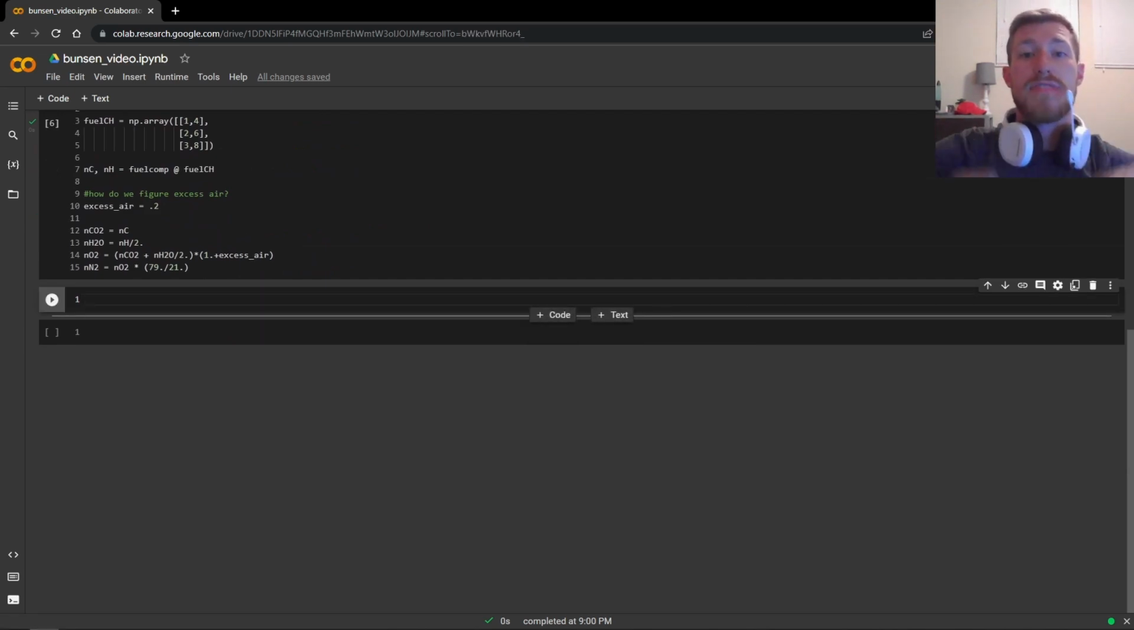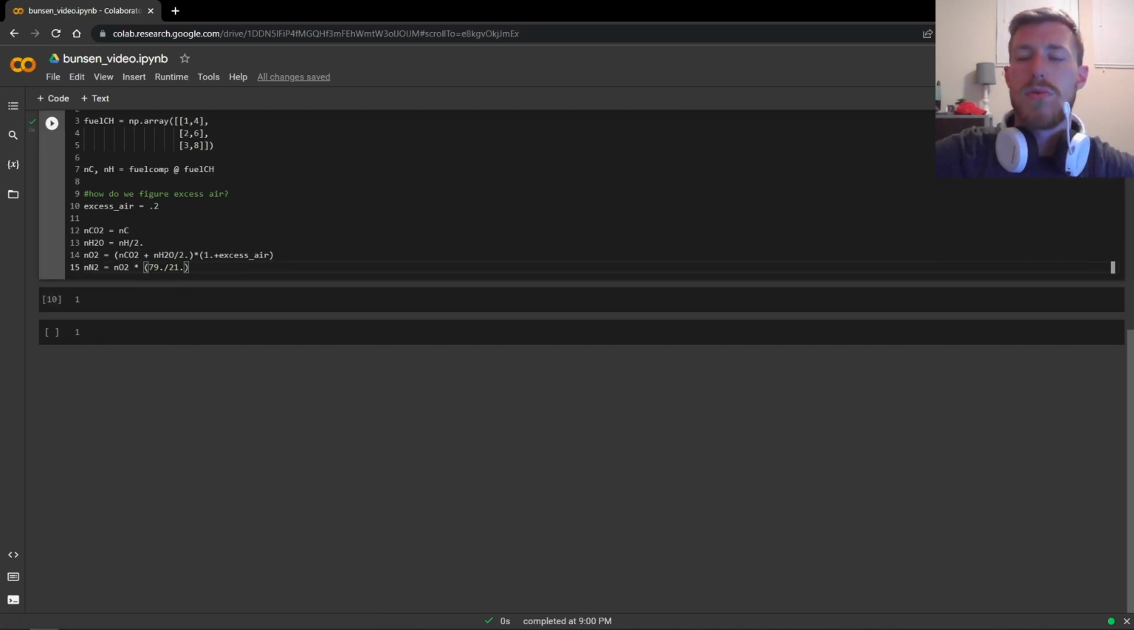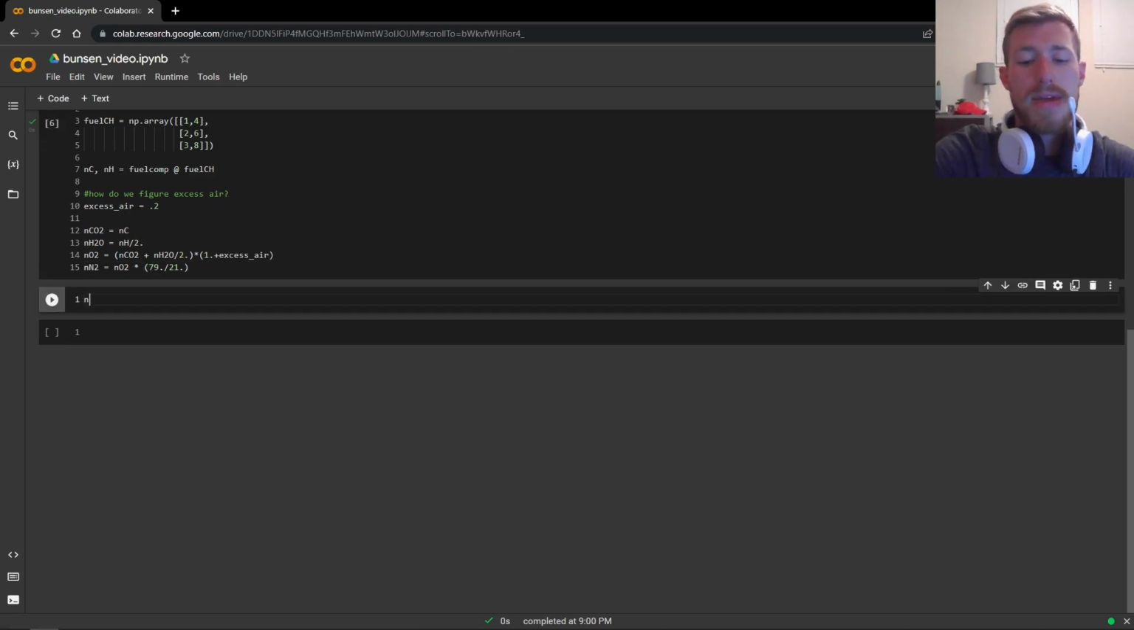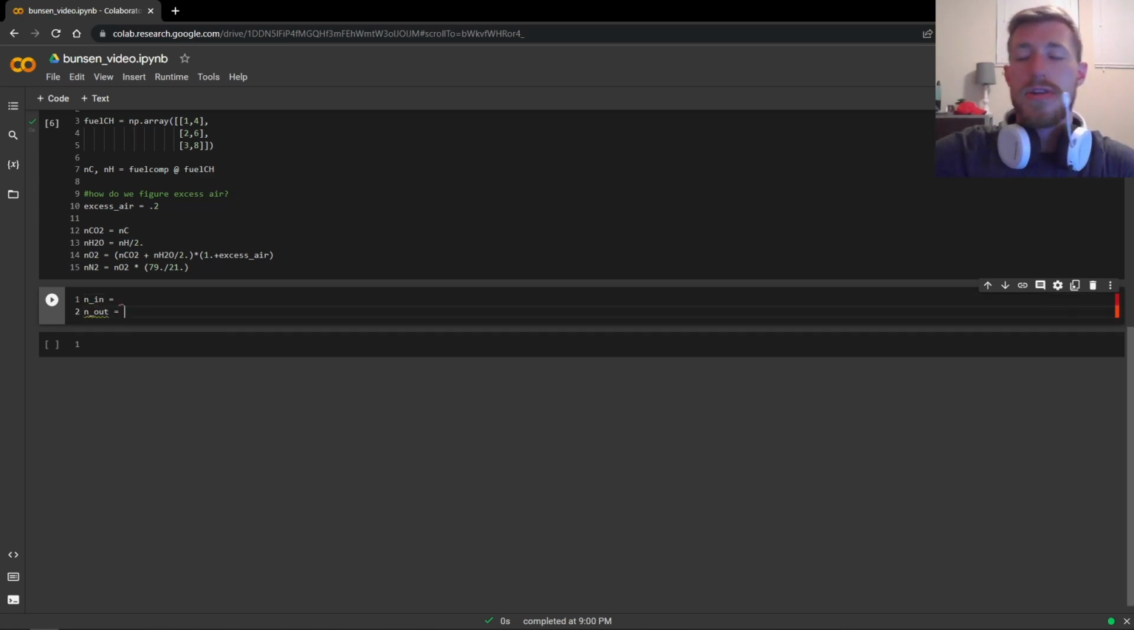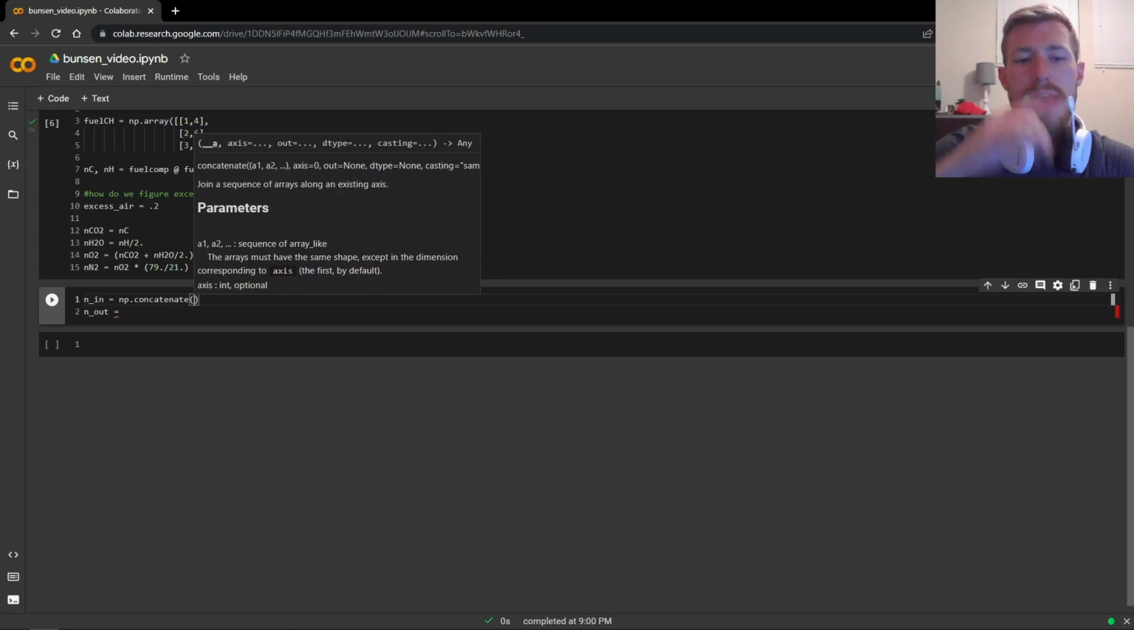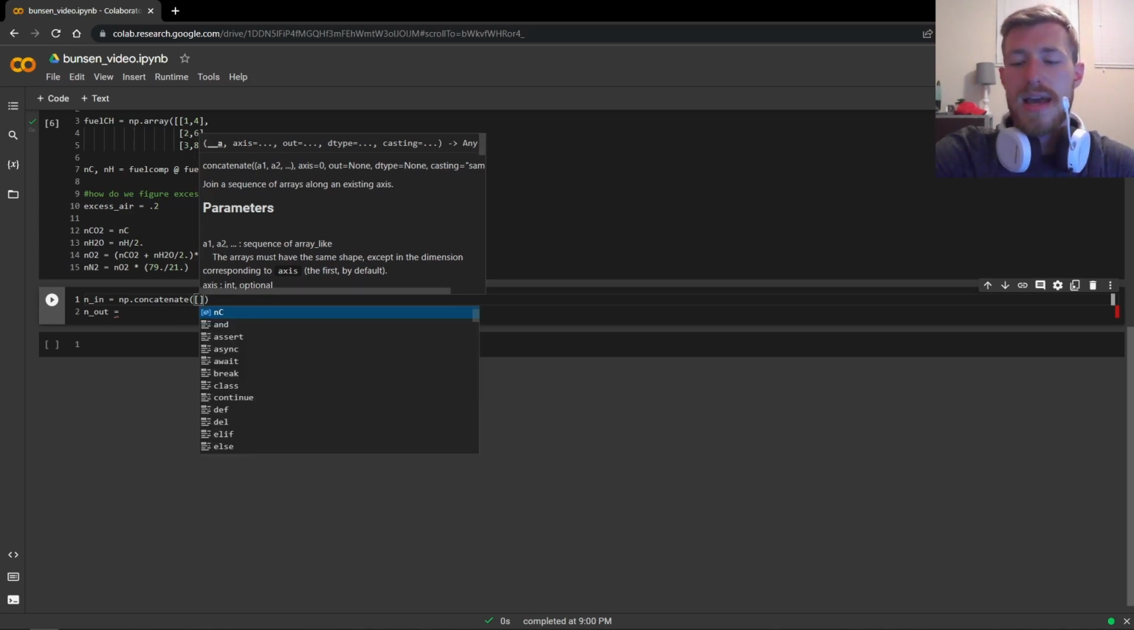Well, the easiest way is to use the NumPy function concatenate to mush together all of these molar values into a single array. So we're going to do that in a new line by making values called n underscore in and one called n underscore out. As I said earlier, we're going to be using the concatenate function, so np dot concatenate right there. And when we do that, all we have to do is make an array of what we want to concatenate. So what exactly do we want to concatenate?